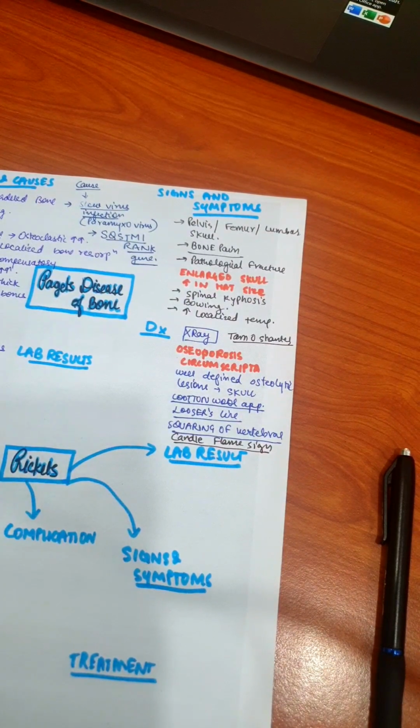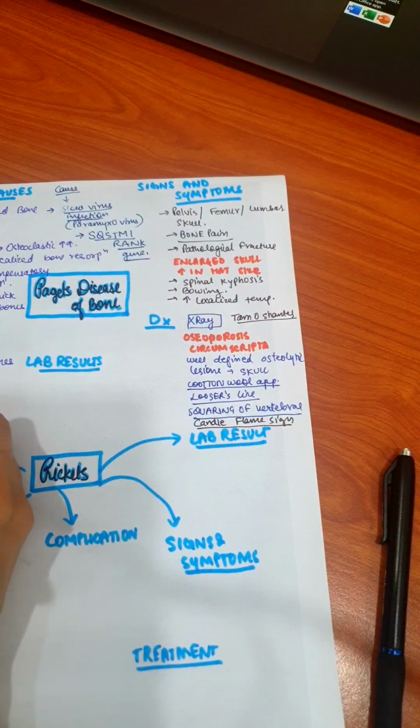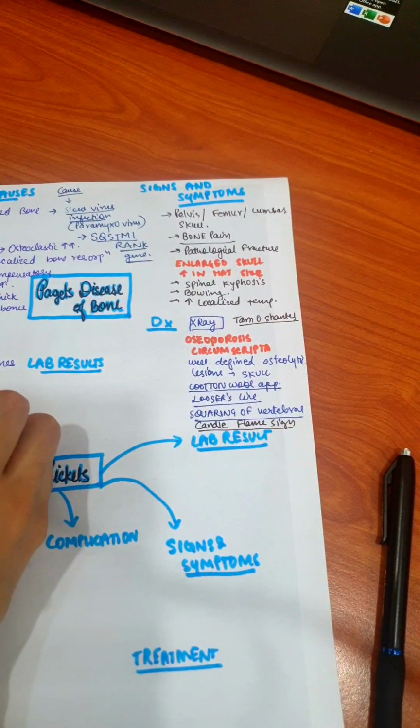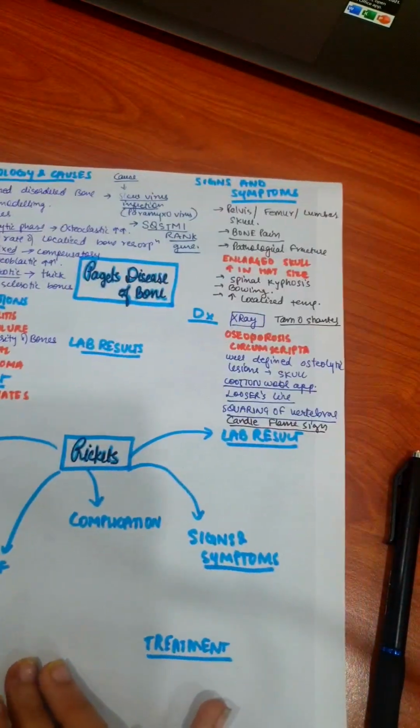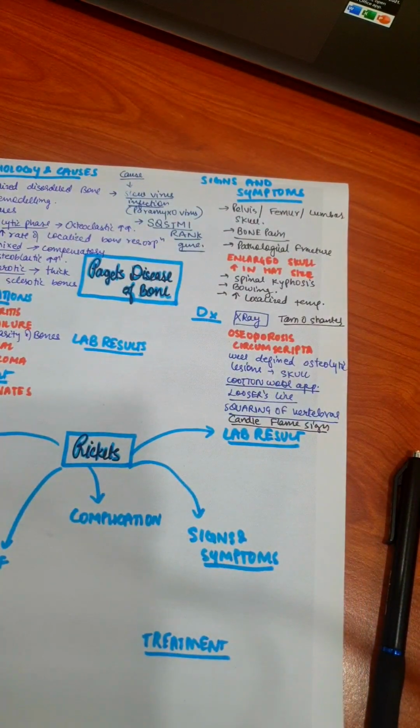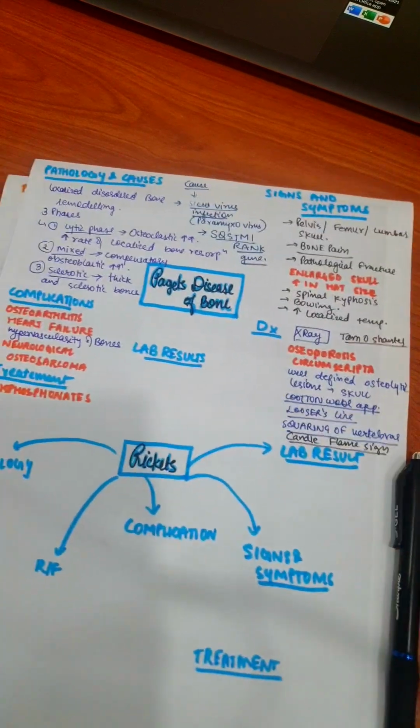How do we treat this condition? We give medications, that is bisphosphonates in case of Paget's disease. So bisphosphonates are the drugs which are given in case of Paget's disease. Another thing is surgery, which is done for the correction of fractures and malformations, and physical therapy is given. So that was about Paget's disease.